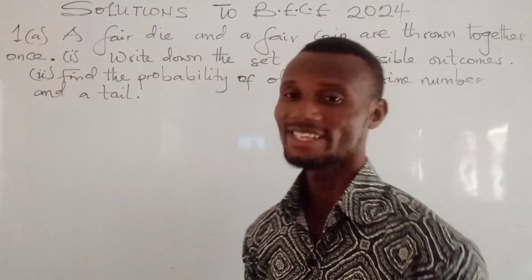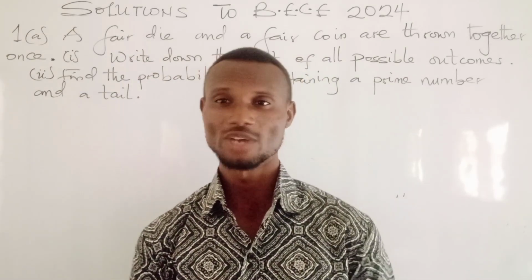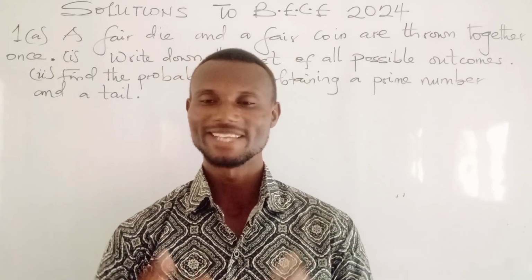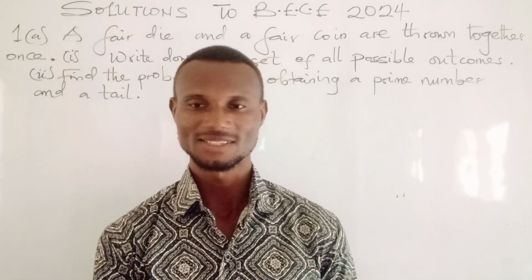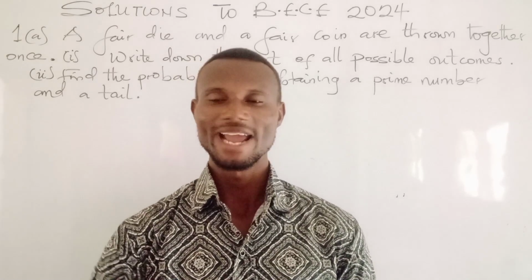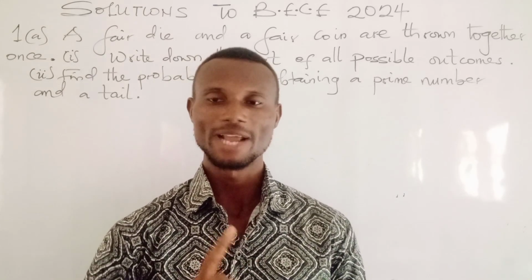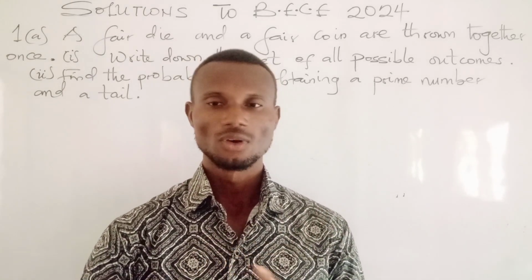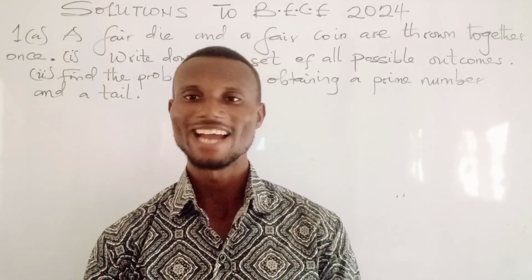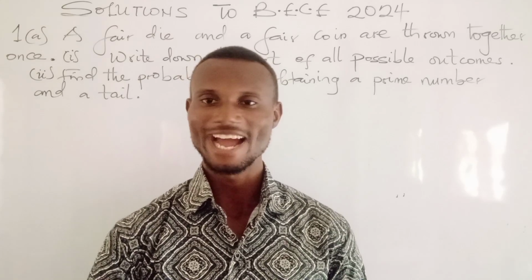Now the question says that a fair die and a fair coin are thrown together once, and I need to explain that to you. I hope you all know a die. A die has 6 faces which have been numbered 1 up to 6. So when you take a fair die and you throw it once, you are likely going to get a 1 or 2 or 3 or 4 or 5 or 6. These are the possible outcomes that you are going to get when you throw a fair die once.